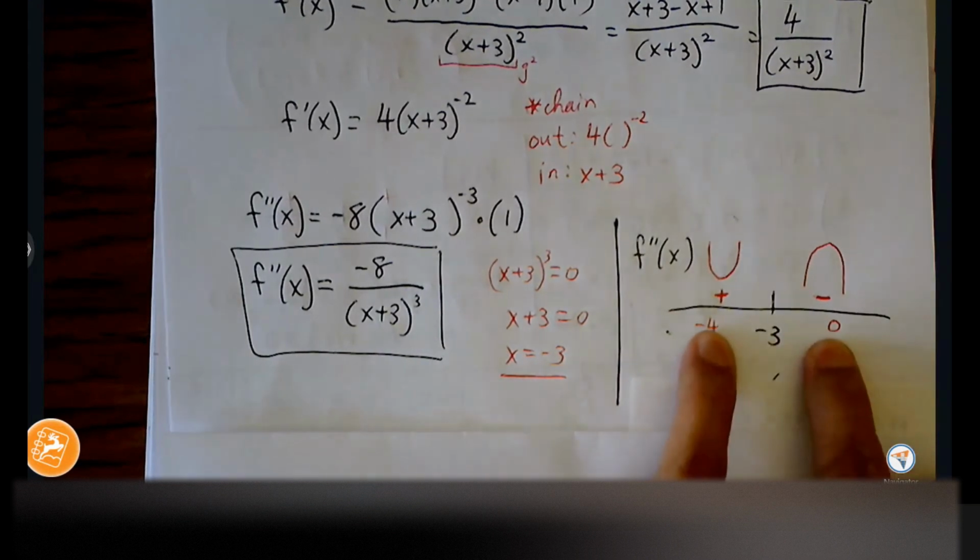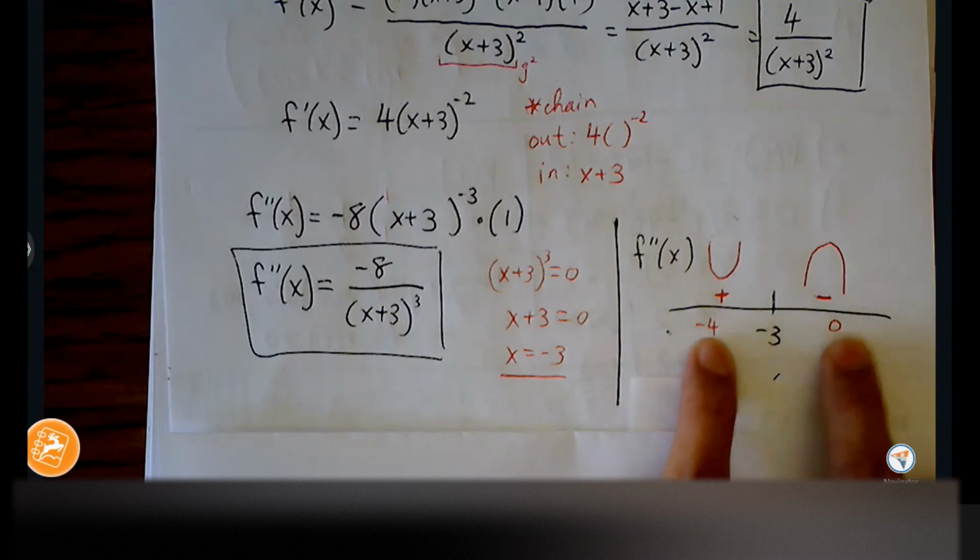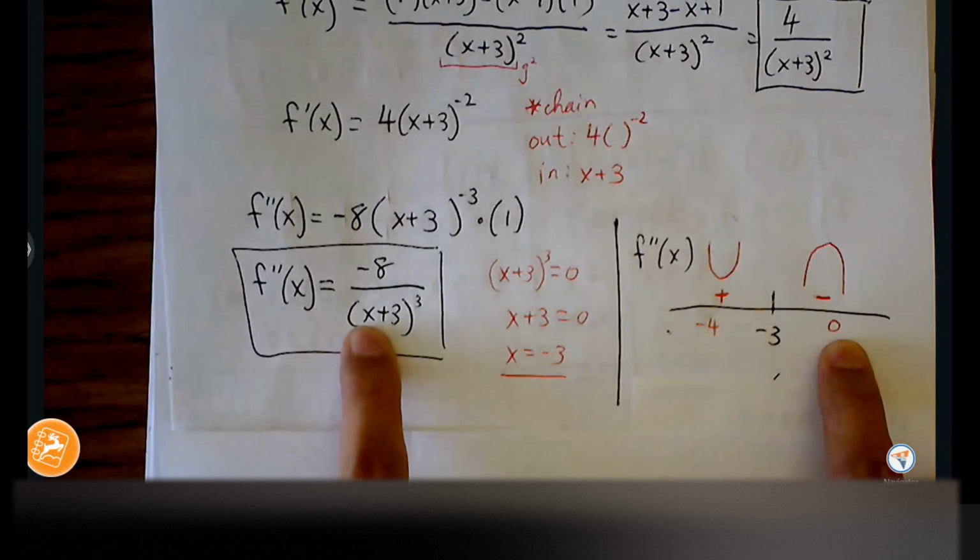So negative 3 is going to go onto my second derivative sign line. And I'm going to choose points on either side of negative 3. Right? I'll choose negative 4 on the left. I'll choose 0 on the right. And we want to test concavity, so these values will get plugged into the second derivative. We only care about whether it's a positive or negative result.